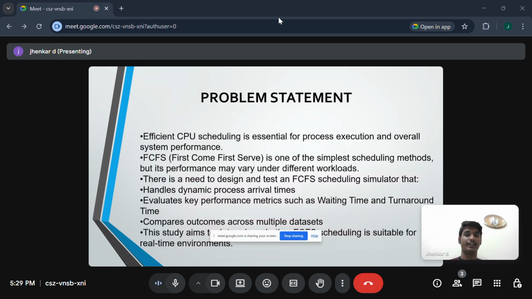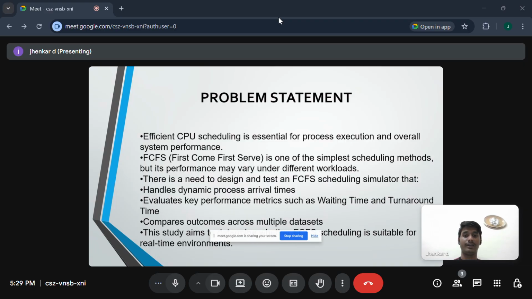Next, we can go through the problem statement. Efficient CPU scheduling is important for system performance. Although first come first serve is very simple, its performance varies depending on the type of processes. So the problem is how can we design and test an FCFS simulator that handles dynamic arrival times and evaluates key performance metrics. We also need to compare different datasets and see whether FCFS can support real-time requirements. This study ultimately helps understand where FCFS works well and where it fails.